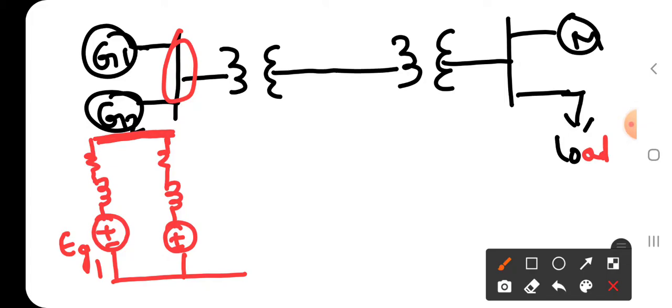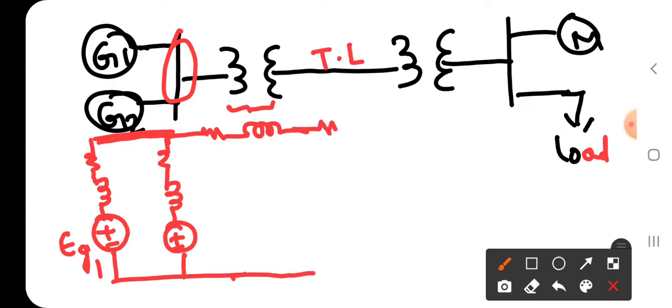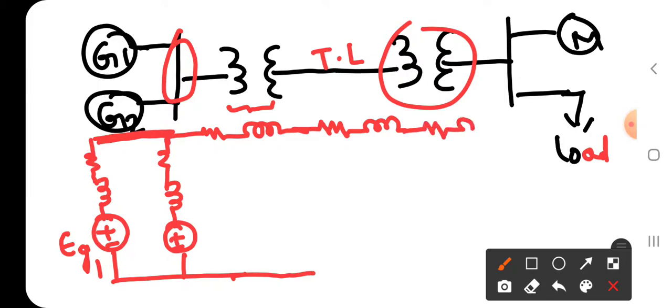After this, I have one transformer. The transformer can be represented by per unit resistance and per unit reactance. Next, this will be the transmission line, which also has resistance and reactance. Again, this is one transformer, with resistance and reactance. And again, here I have one motor and another load, which will be grounded like this.